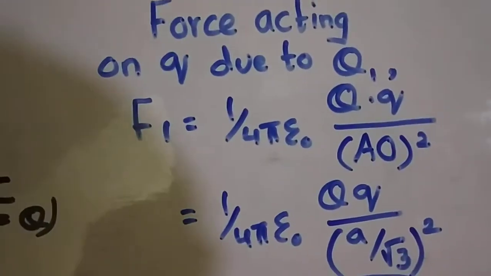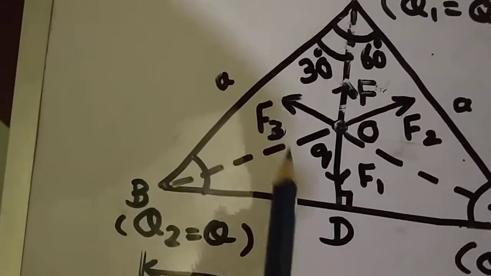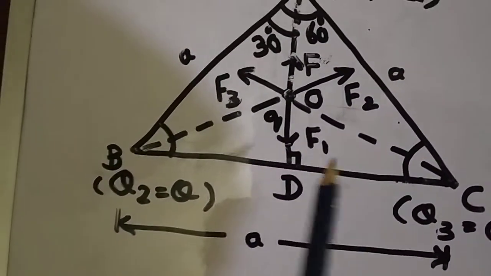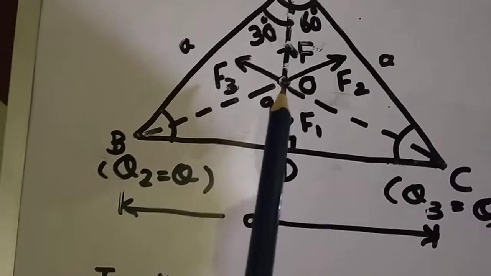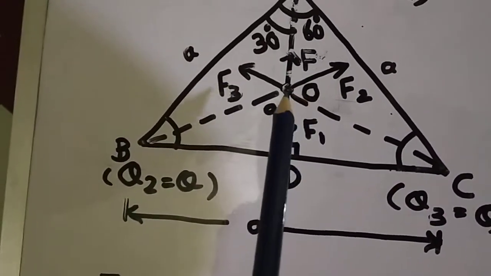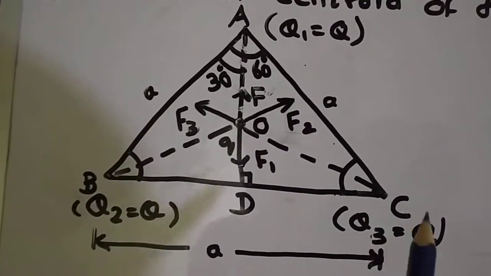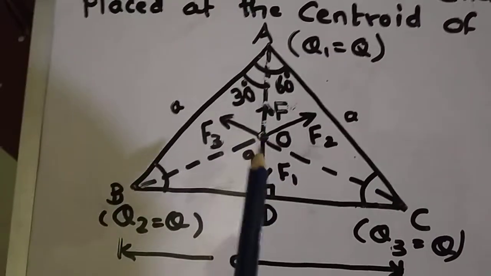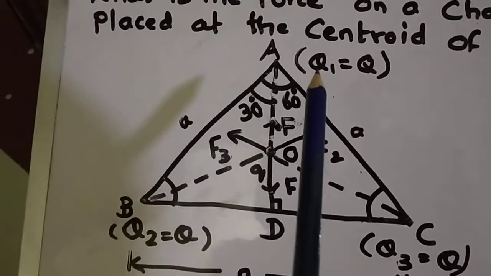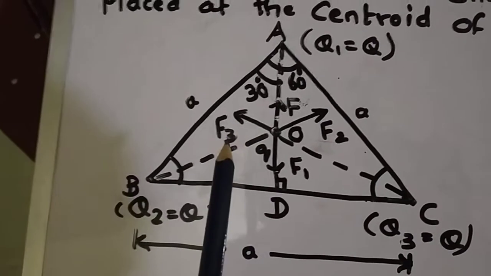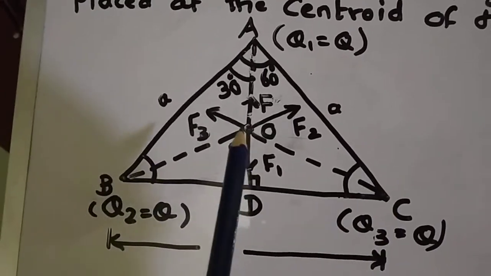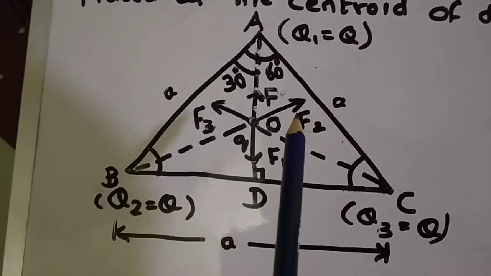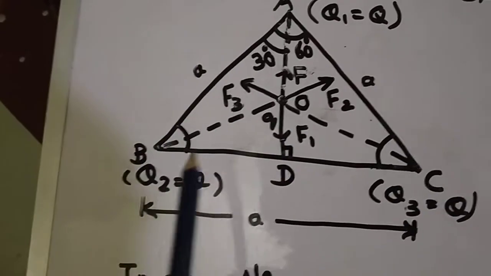We are going to find out the forces F1, F2, F3. So these are the three forces acting on the charge Q, which is placed at the centroid O. Here F1 is the force acting on the charge Q due to Q1. F3 is the force acting on the charge Q due to Q3. F2 is the force acting on the charge Q due to Q2.